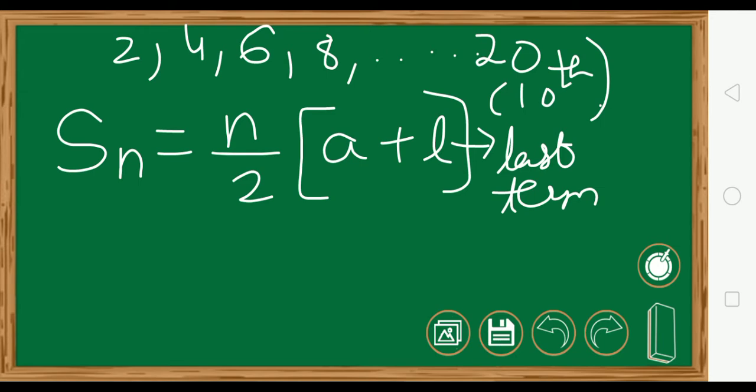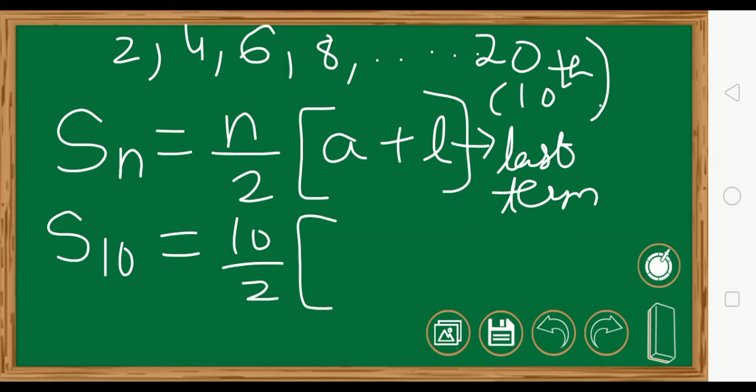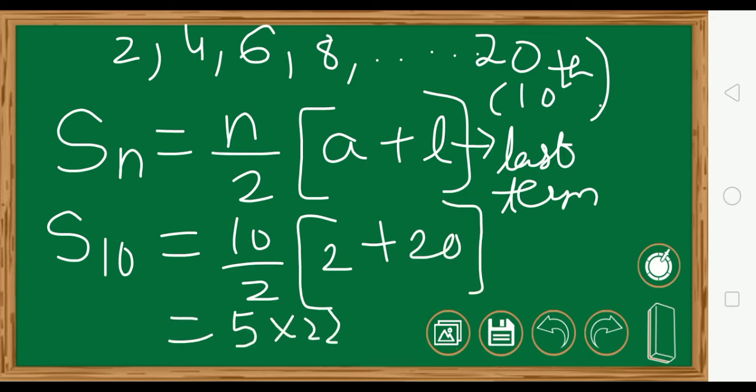Here, suppose I know that I want to add the first 10 terms and I know that the 10th term is 20. So S of 10, because 10 terms I have to add, 10 upon 2. First number is 2. Last number, that is the 10th term, is 20. That is equal to 5 into 22. That is equal to 110. Okay. So these are the two ways you can find the sum.